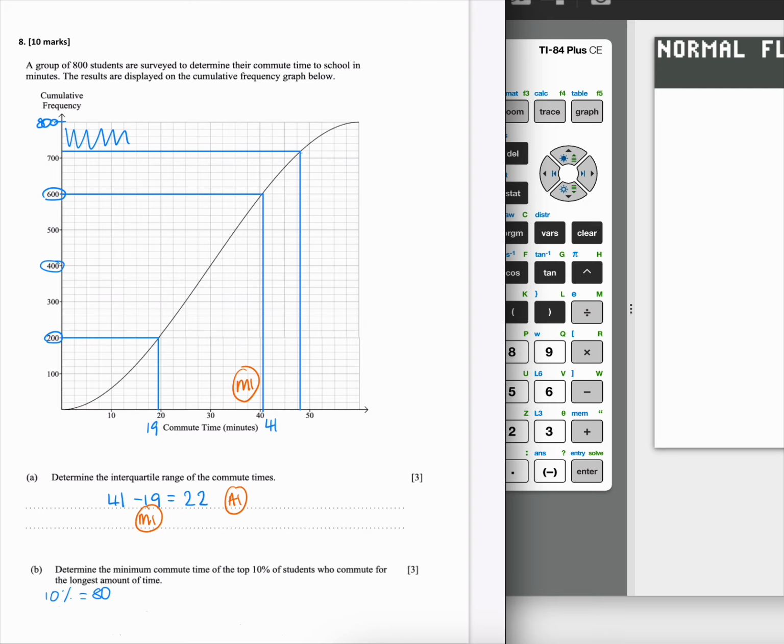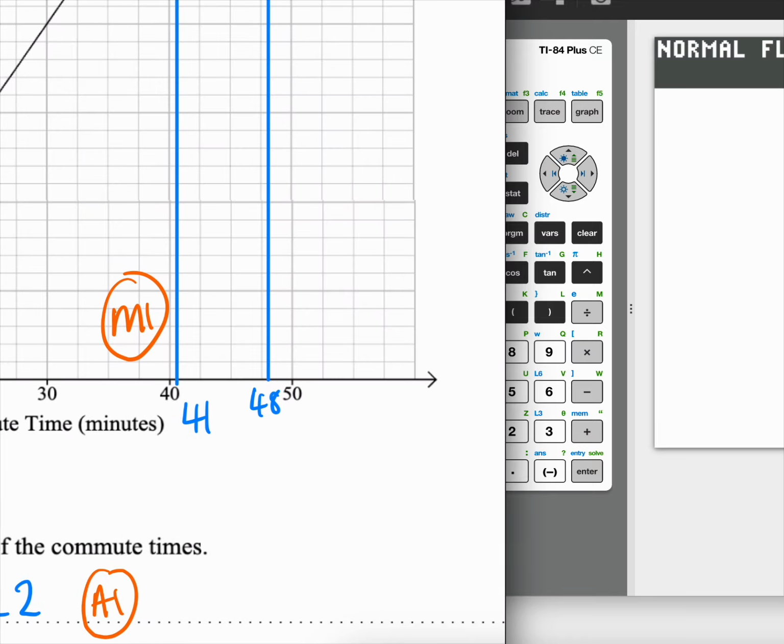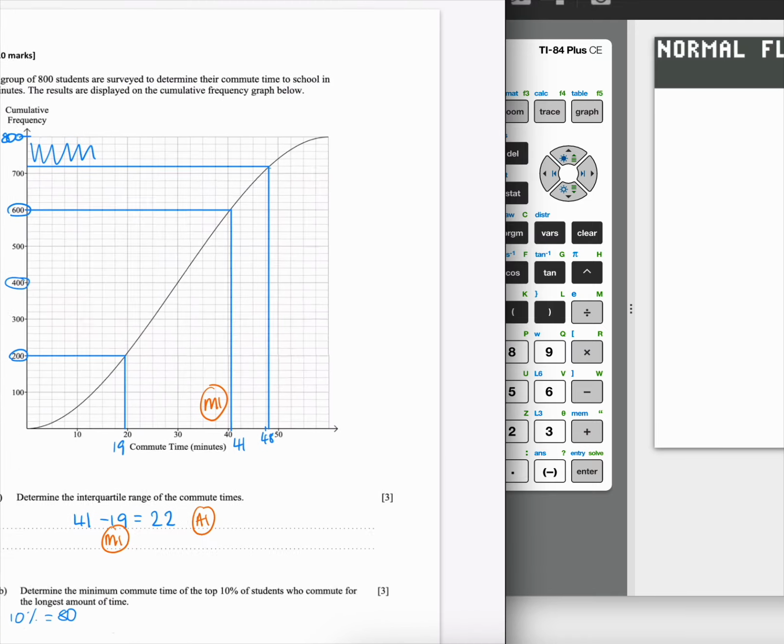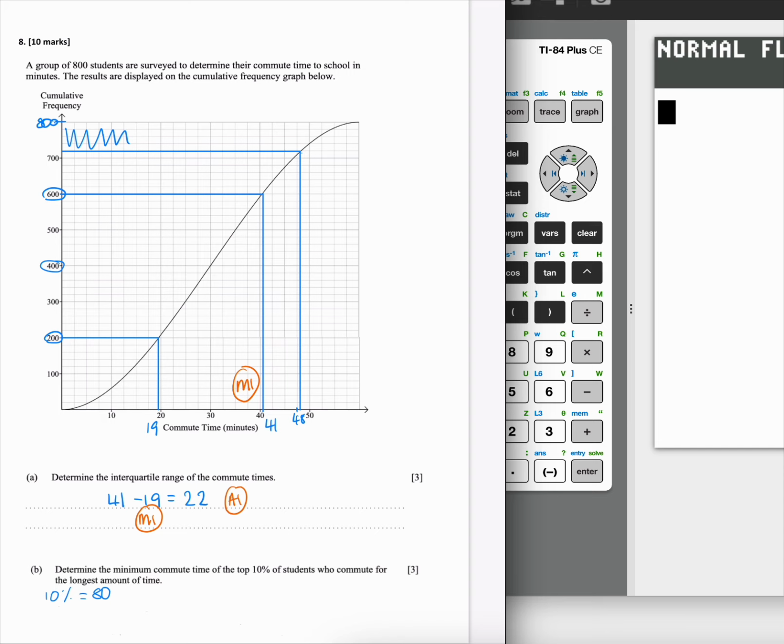and this is why it can be quite helpful to have a ruler in the exam. So that looks to be around about 48 perhaps. It's definitely just over this marker here. And therefore it would take them, again, we're interested in this part here, and therefore this side, because it's the top 80, the top 10%, the top 80 students. So it is taking them more than 48 minutes.